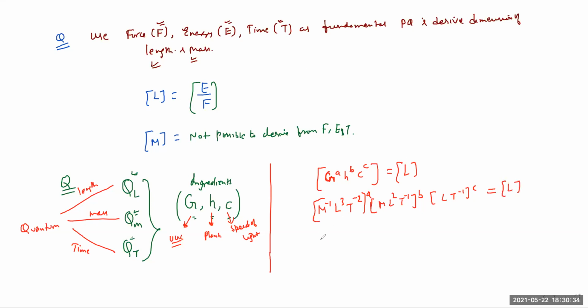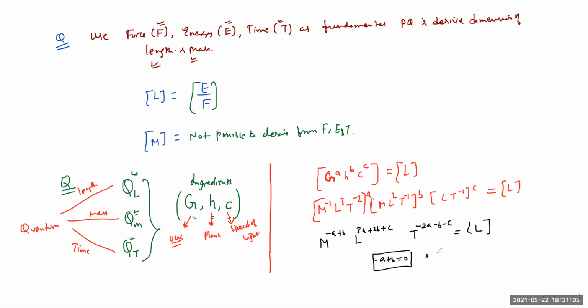So the total power of M you're getting is minus A plus B. That's it. L is 3A, 2B, and C, and T is minus 2A, minus B, minus C, and that is L. So if you compare, minus A plus B is 0. So A equals B, that's for sure.